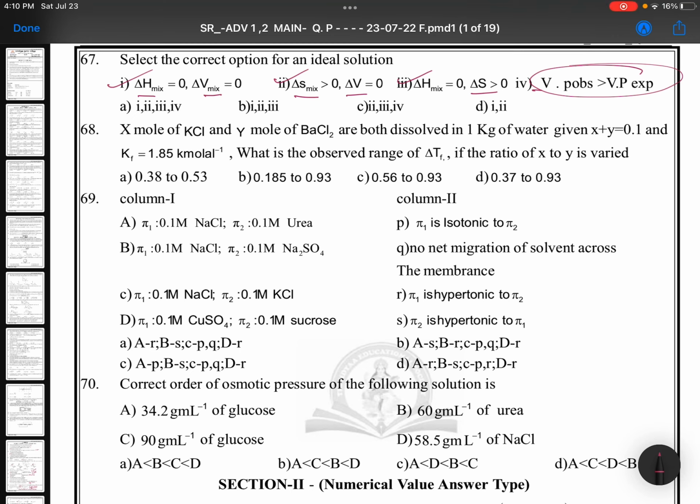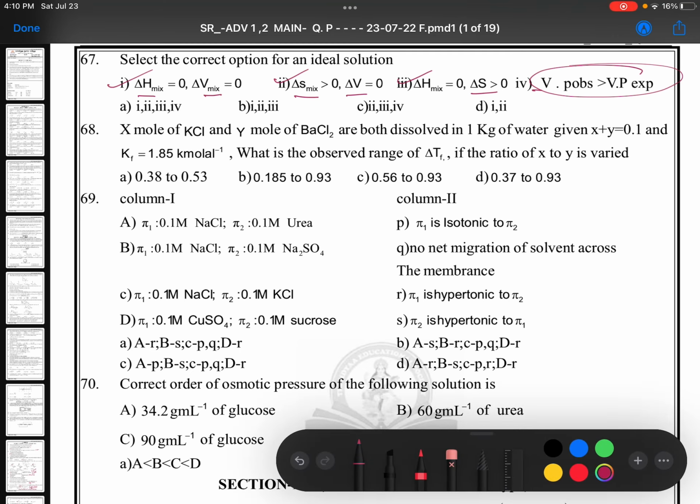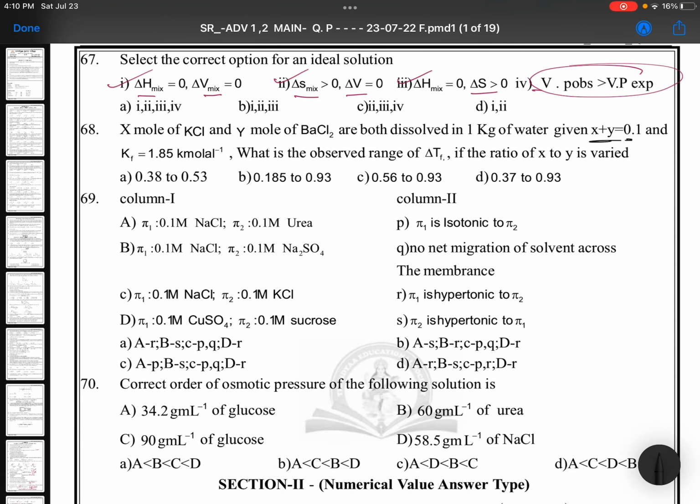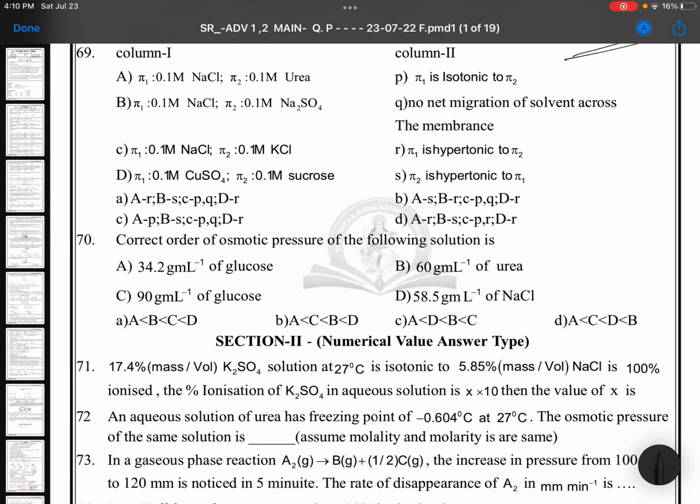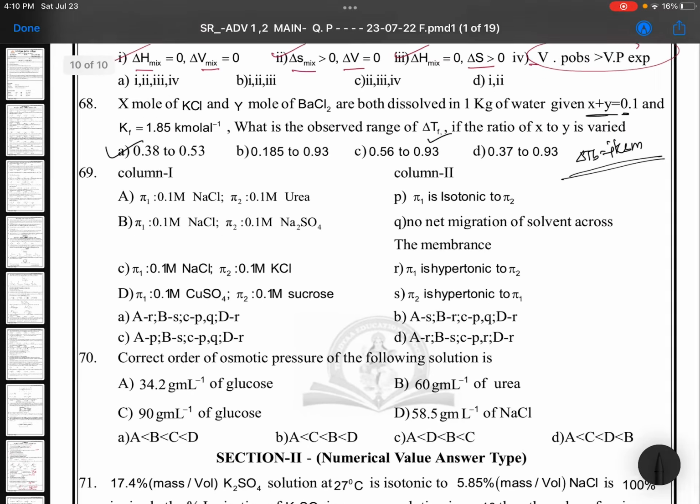This is the wonderful question which I was saying about in the class. See, X plus Y is equal to 0.1. You need to calculate delta Tf. Then you will be getting the answer. Delta T is equal to i Kf m. And the answer is 0.38 to 0.53. Very, very important question. I will make a separate video on this. This place is not sufficient to solve this question.